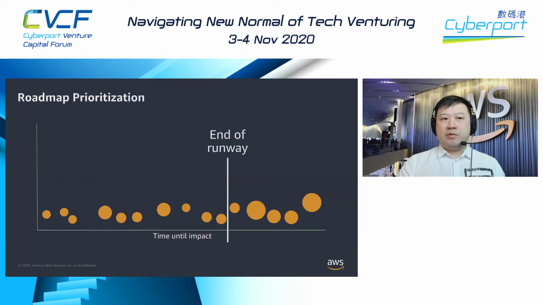Okay, roadmap prioritization. In this graph, each orange dot represents a feature. The bigger the dot, the longer time it will take to build. Too often, startups are building features needed too far in the future. This doesn't work. You're moving so fast in different directions that the future you are planning for now is not proven to materialize.